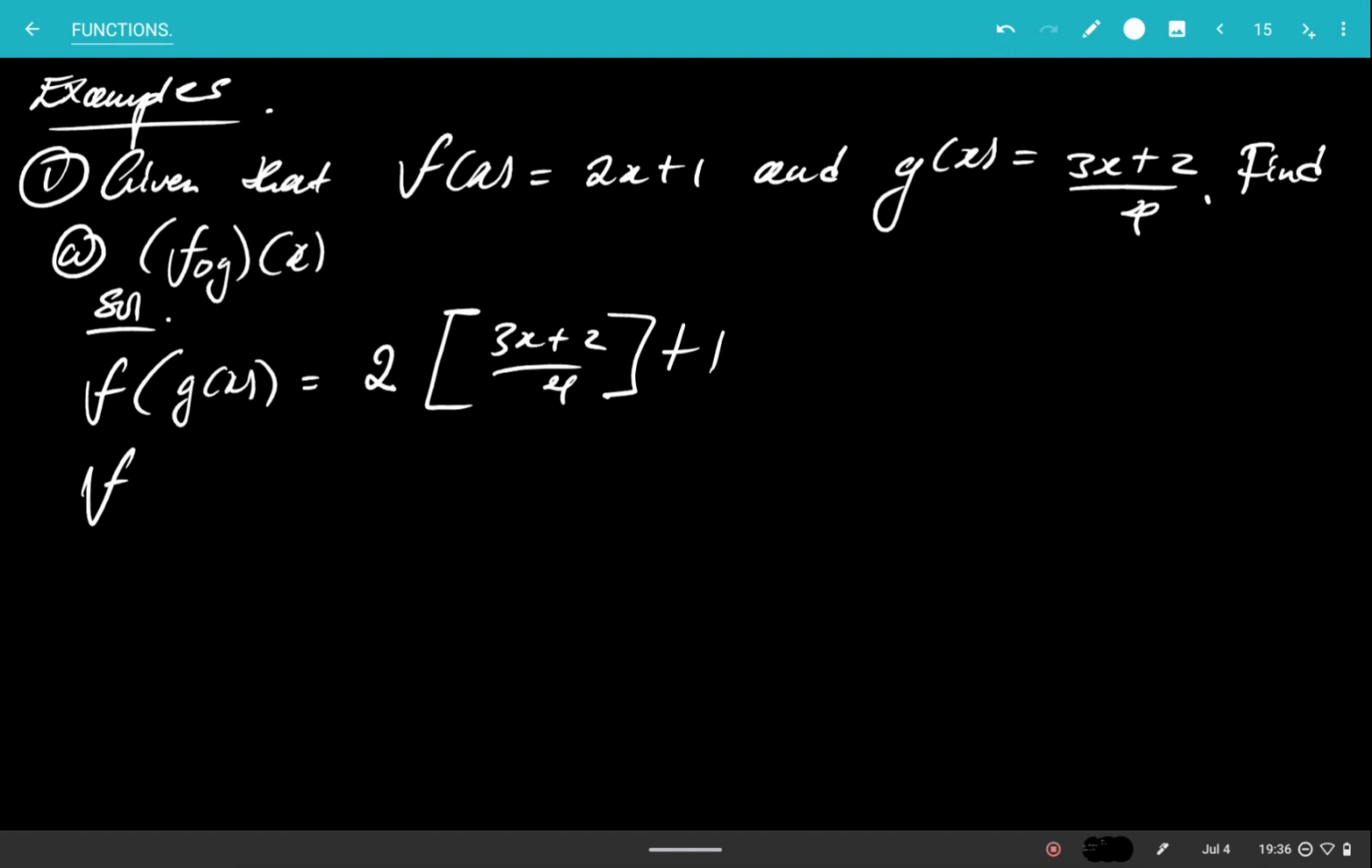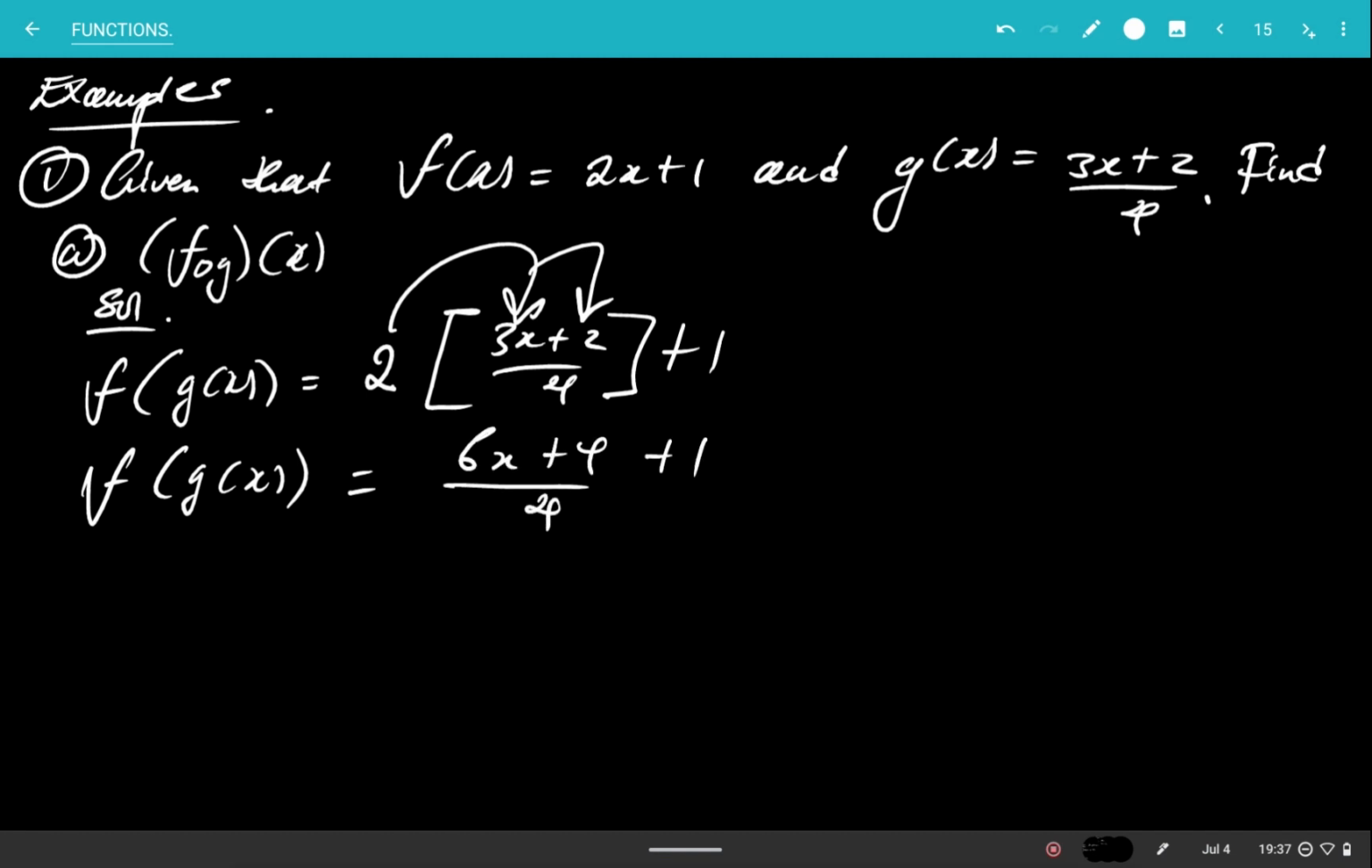Then I have f of g of x being equal to, now this 2 multiplies the numerators only, so I have 2 times 3x, that would be 6x, then 2 times 2, that's basically 4 over 4 plus 1. Now if you want, you can just reduce this by saying 2 there, 1, 2 there, and you get some simplified values. But if you want, you can just let it be like this, then you can solve it the old-fashioned way.